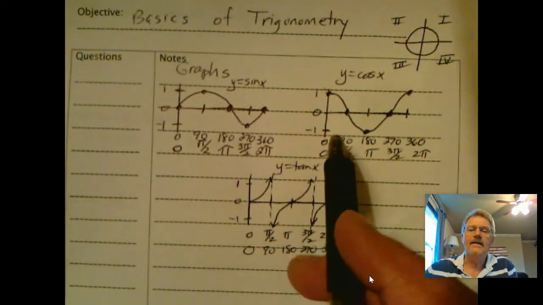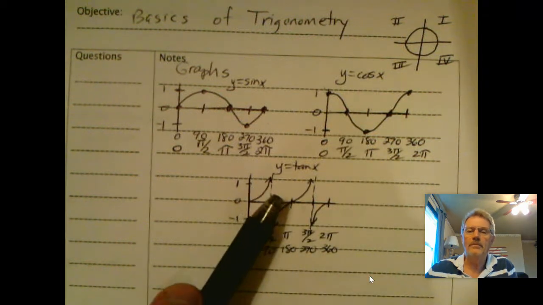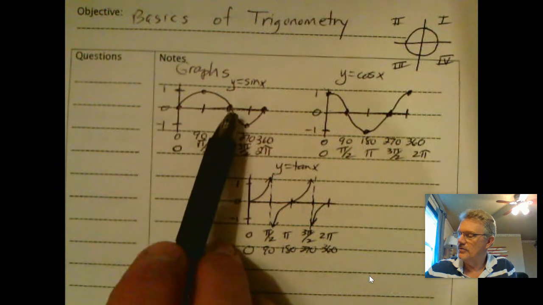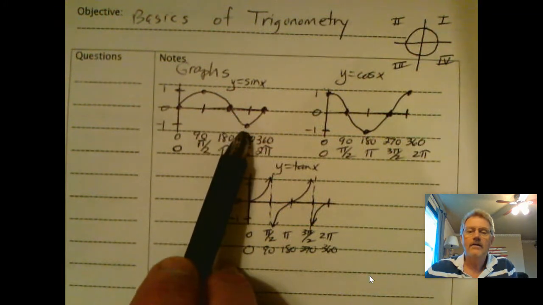All right. And in the third quadrant, what about sine? Is it increasing or decreasing? So sine, 1, 2, 3. The y values go from 0 to negative 1. So sine is decreasing in the third quadrant.